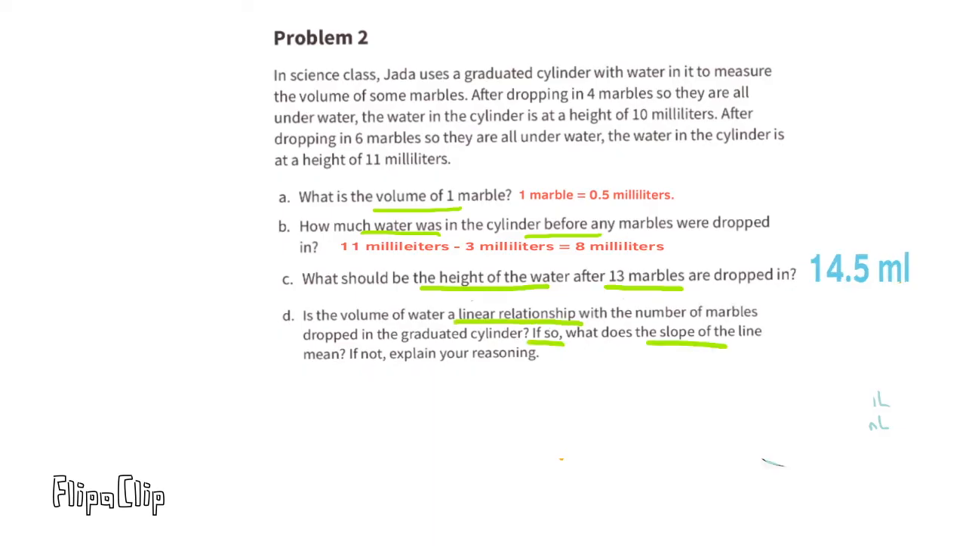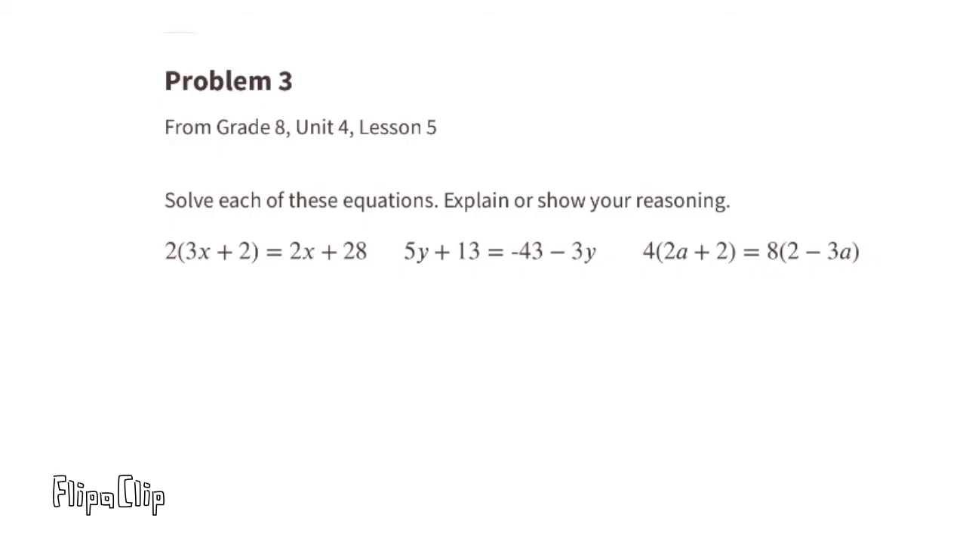D. Is the volume of the water a linear relationship with the number of marbles dropped in the graduated cylinder? If so, what does the slope of the line mean? If not, explain your reasoning. Yes, it's linear, and the slope of the line means the volume per marble. Each time you drop 1 marble in the cylinder, the water level rises 0.5 milliliters, and the number of marbles increases by 1. Problem number 3, from 8th grade, Unit 4, Lesson 5.